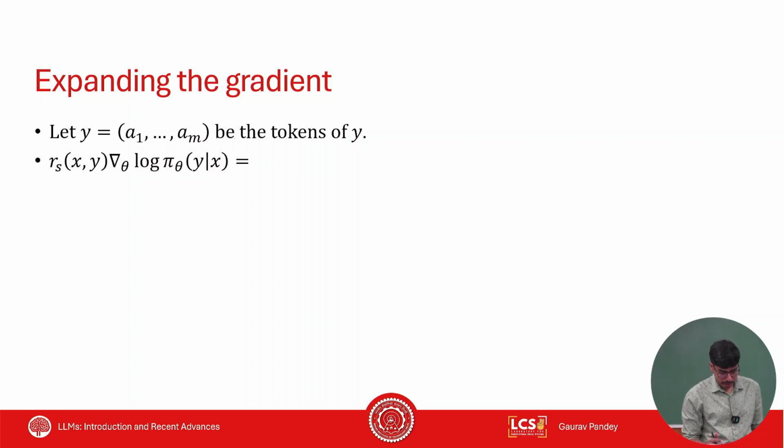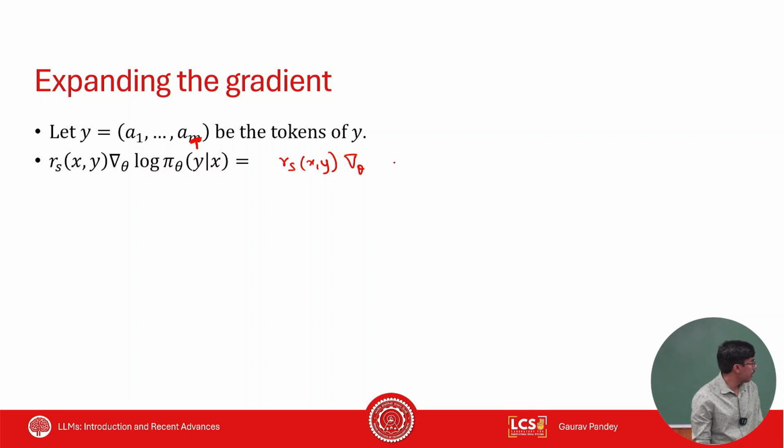Okay, so let's expand it in terms of tokens. Let's say y equals a1 to am, and the reason I'm using a is because a are the actions. Actually, I should use a1 to aT, so let me make this T. Okay, so this becomes reward times gradient of.